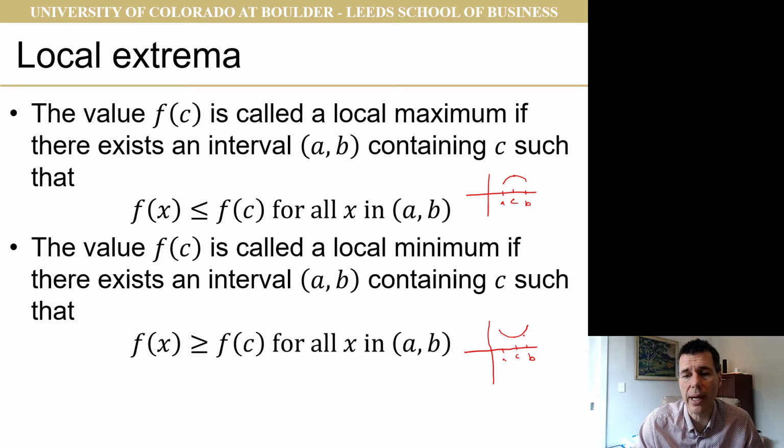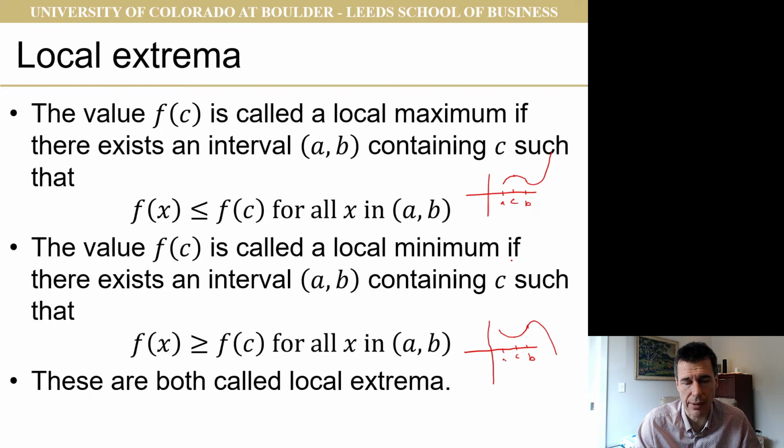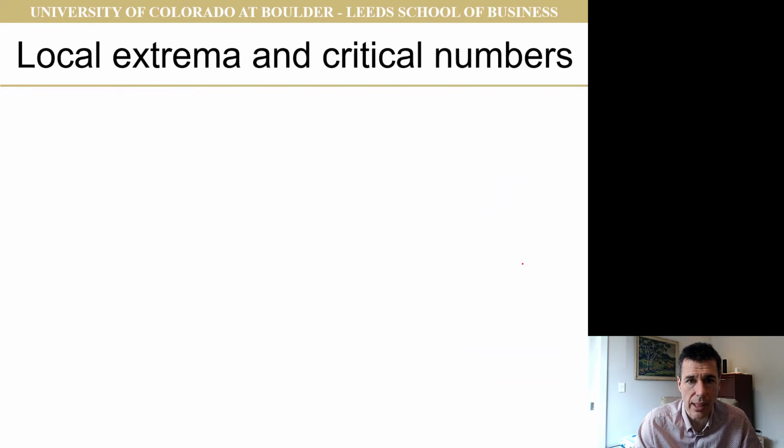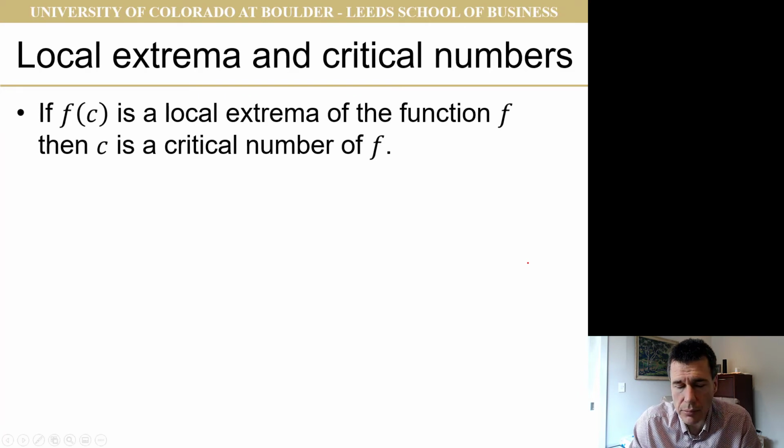So those are called local maximums and local minimums, meaning you've got a maximum which is locally true. It doesn't mean the function doesn't go like this and become higher, and it doesn't mean in this case the local minimum that the function doesn't turn again and become lower. It means just in the region close to c, it is either a minimum or a maximum. Okay, these are called local extrema. Local extrema and critical numbers. If f of c is a local extrema of the function f, then c must be a critical number of f. Okay, so that's our relationship between local extrema and critical numbers.